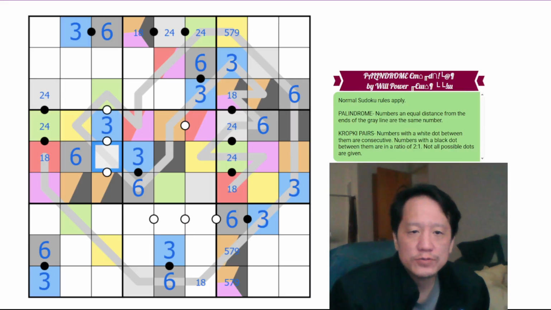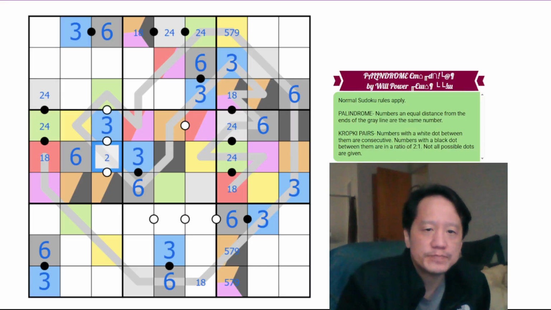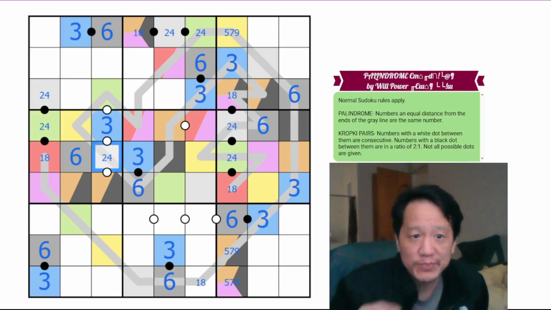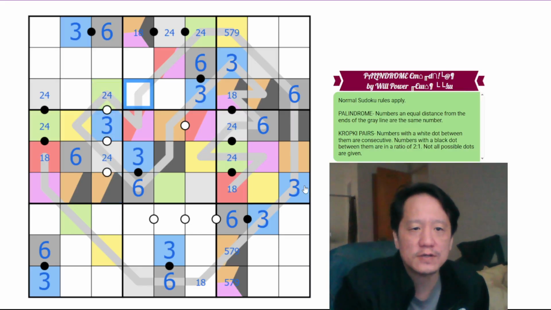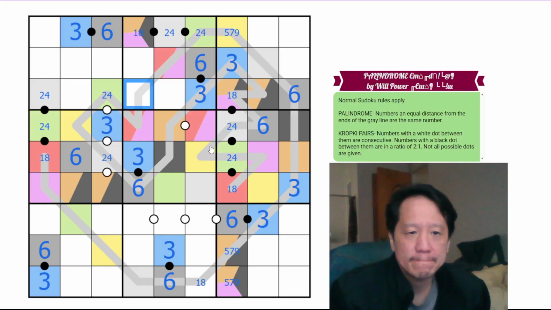This is also 2 or 4. This then must be 1 or 5. This is also 2 or 4. That's fine. We have green here. We have light.